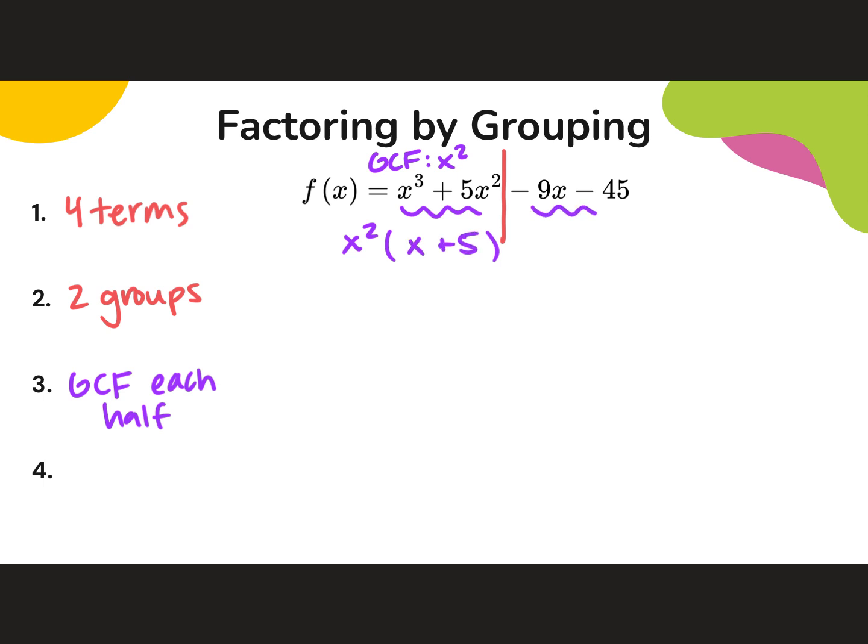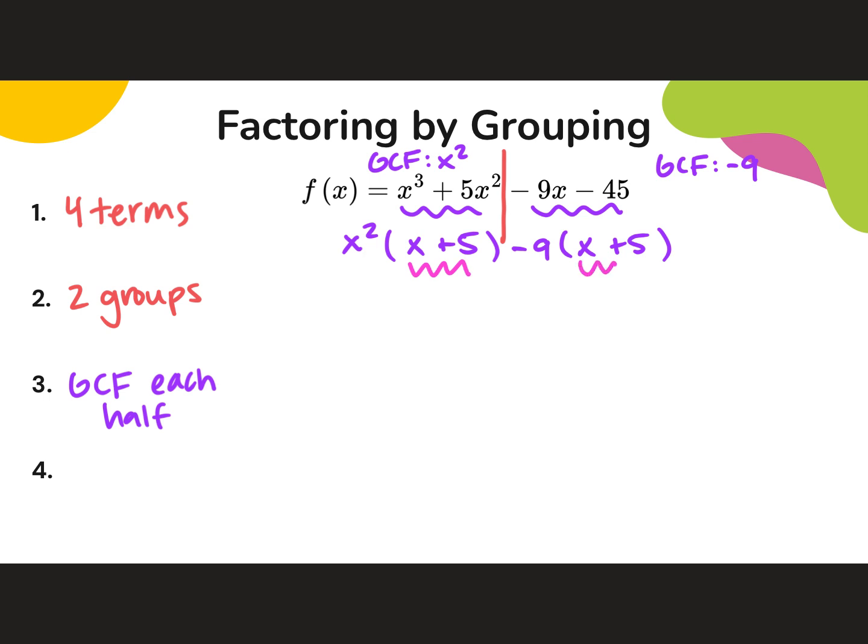For the right half, these 2 terms share a factor of negative 9. That negative 9 is going to break out in front. Negative 9x divided by negative 9 is x. Negative 45 divided by negative 9 is a positive 5. If I do it correctly, these parentheses should match.